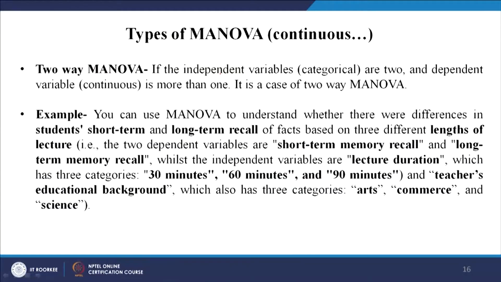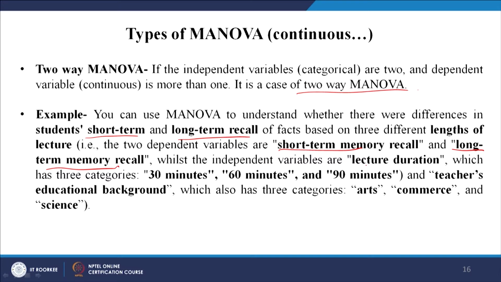Similarly, if there are 2 independent variables now, and dependent variable is also more than one, it is a two way ANOVA case. Example, you can use ANOVA to understand whether there were differences in students' short term and long term recall of facts, right, based on 3 different lengths of lecture. So, there are 3 different types of lecture. So, the 2 dependent variables are short term memory recall and long term memory recall, right.